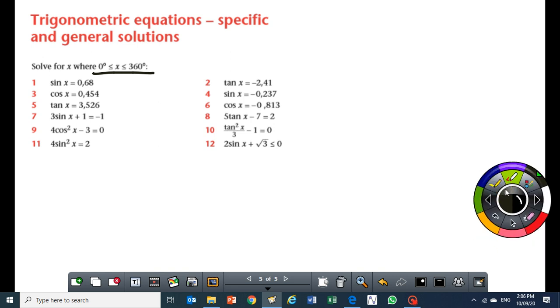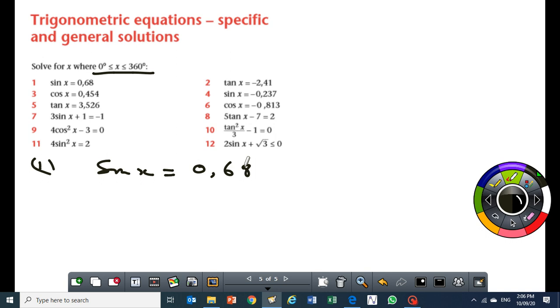Alright, the first one, that is number 1. If you have sine x equal to 0.68, and the restriction says x is between 0 and 360, it means you are supposed to have 2 solutions, because this ratio, 0.68, is positive. So we need an x which is in the first quadrant and an x which is in the second quadrant.